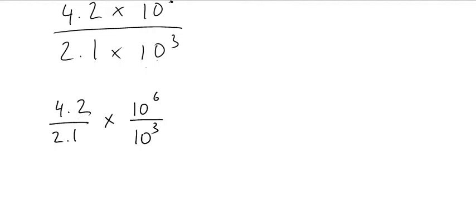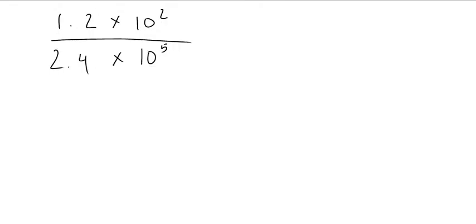So we can say 4.2 over 2.1, that's equal to 2, multiplied by 10 to the power of 6 over 10 to the power of 3. And again, this is an exponent rule, and we can say that's equal to 10 to the power of 6 minus 3, which is equal to 2 times 10 to the power of 3. So that was relatively easy, and there were no tricks in this.